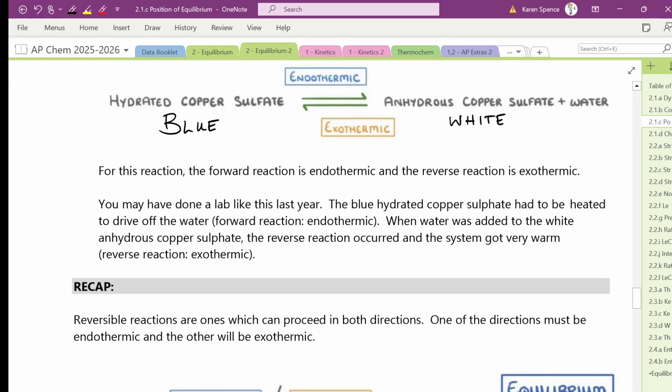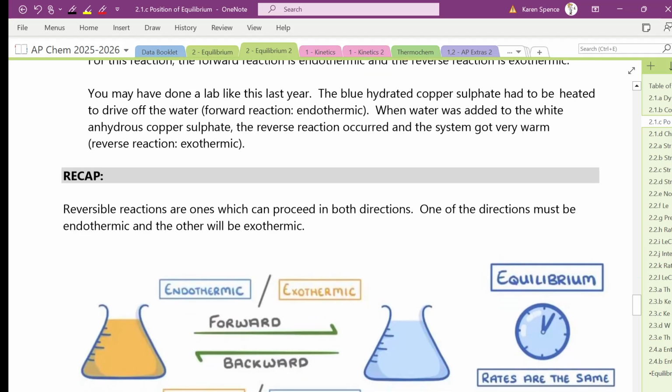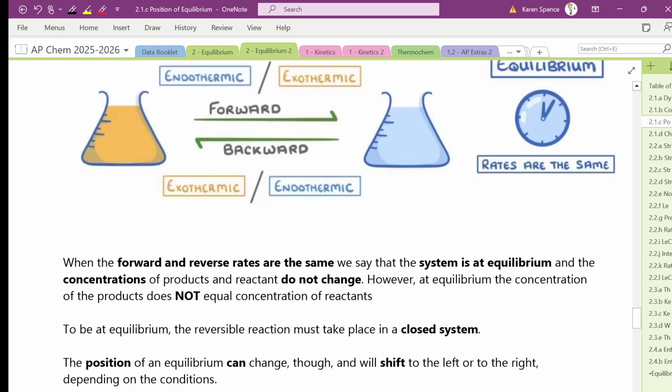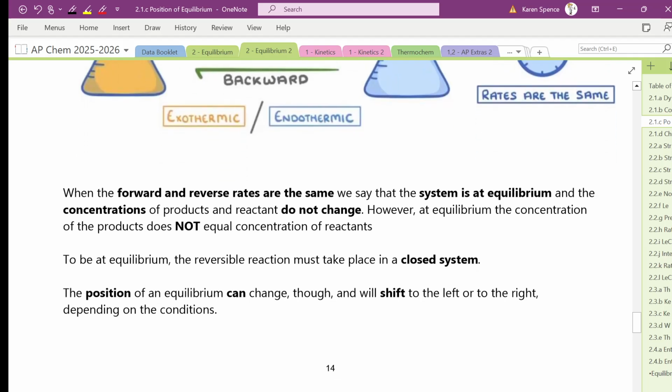Okay. Recap. Reversible reactions are those that can proceed in both directions. One of the directions must be endothermic and the other must be exothermic. Forward and reverse rates are the same when the system is at equilibrium. The concentration of products and reactants do not change. However, at equilibrium, the concentration of the products does not equal the concentration of the reactants. To be at equilibrium, you must be in a closed system.